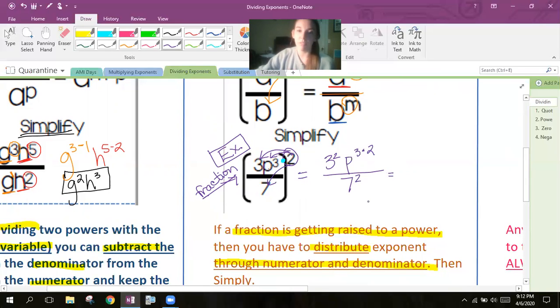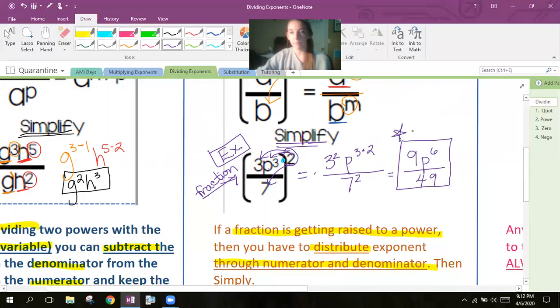Okay, so now let's simplify everything. 3 squared, that's 3 times 3, so that's 9. And then we just keep the same base here. 3 times 2 would be 6. And all of that would be over 7 squared, which is 49. And again, we are just simplifying. We cannot simplify any more than that. So we would just leave it like that.